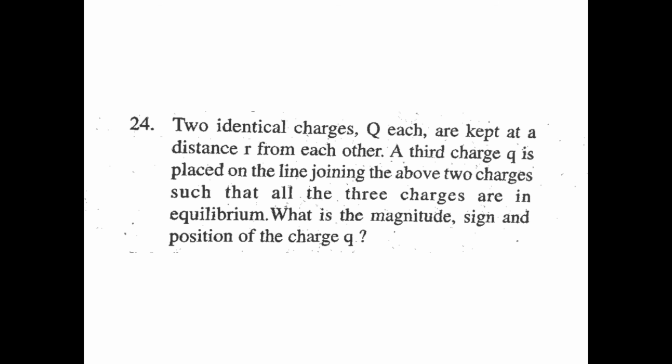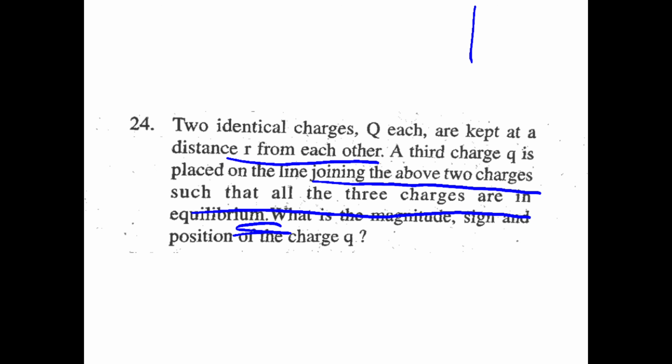Next, two identical charges Q each are kept at a distance r from each other. A third charge q is placed on the line of the two charges such that all the three charges are in equilibrium. What is the magnitude, sign, and the position of charge q?